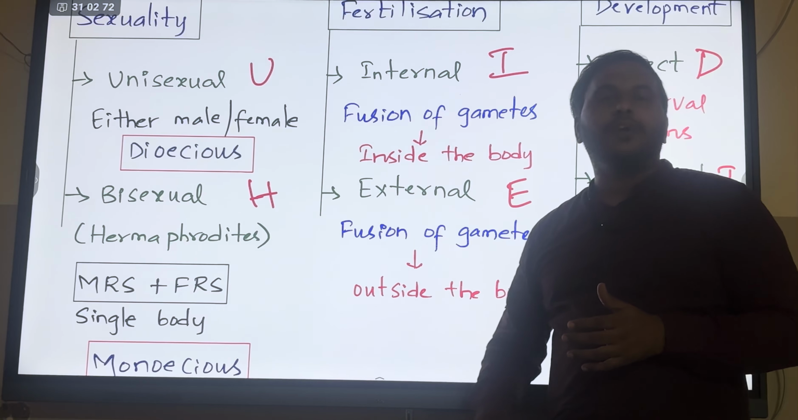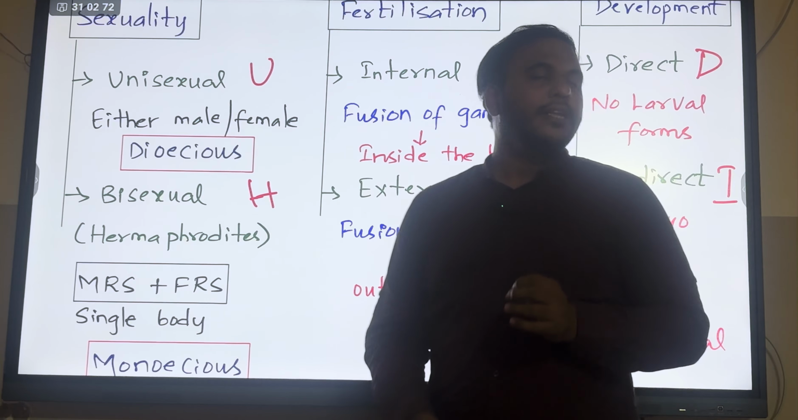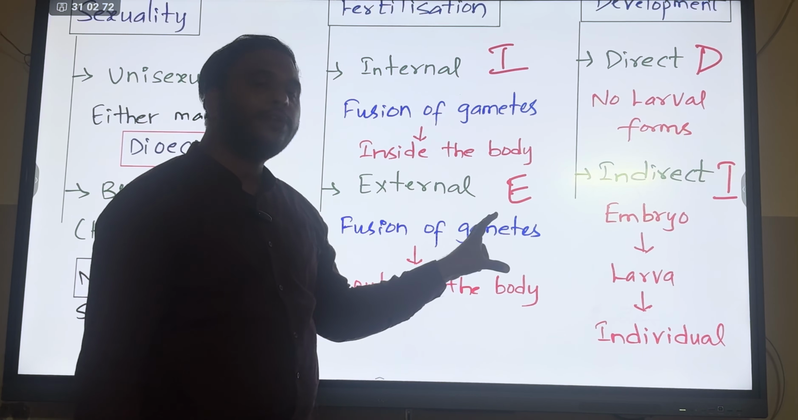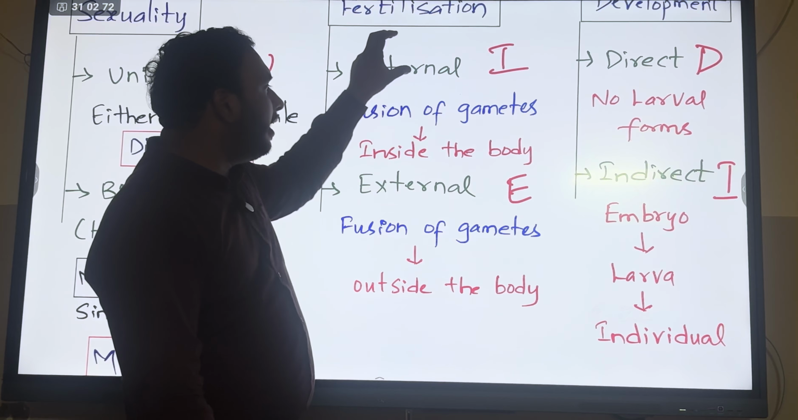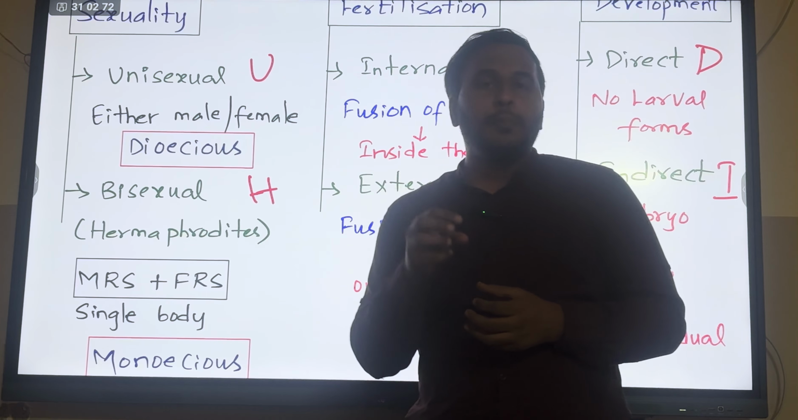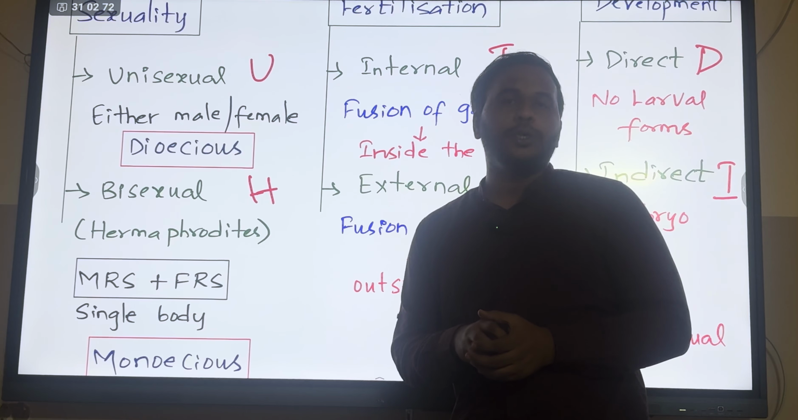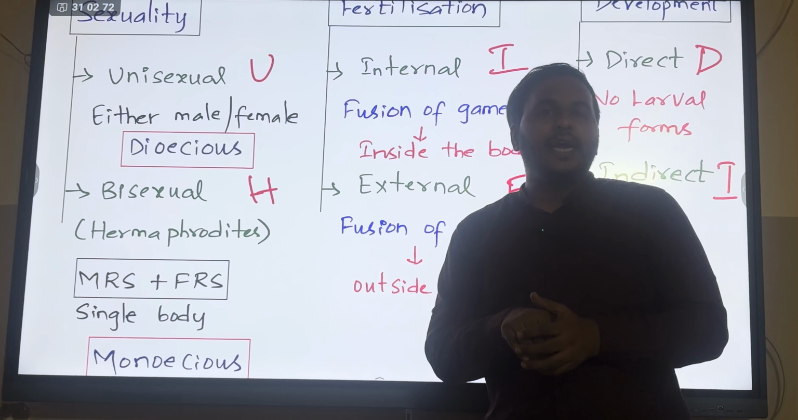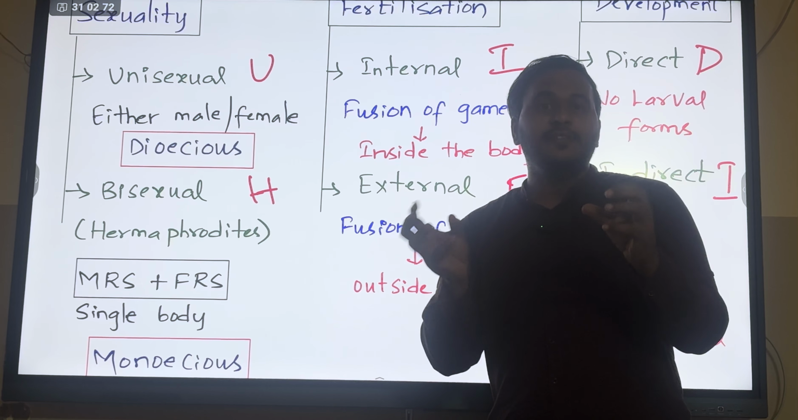Next one, fertilization. We know what is meant by fertilization: the fusion of gametes. There are two types: internal fertilization and external fertilization. Internal fertilization means the fusion of gametes takes place inside the female body usually. That means the fertilization takes place inside the body.